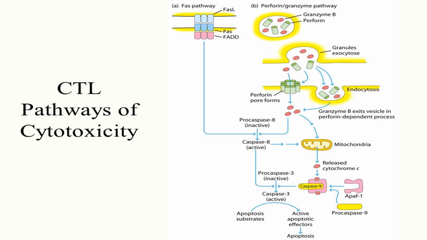In the case of the Fas pathway, on the surface of the cytotoxic T lymphocyte, a ligand called Fas ligand is present that will interact with the Fas receptor that is present on the surface of the target cell, and that in turn interacts with an adapter protein called FADD that will activate pro-caspase 8 to active caspase 8, and this active caspase 8 will activate pro-caspase 3 to active caspase 3, and ultimately this active caspase 3 will lead to apoptosis of target cells.